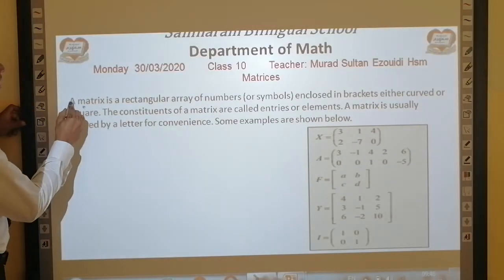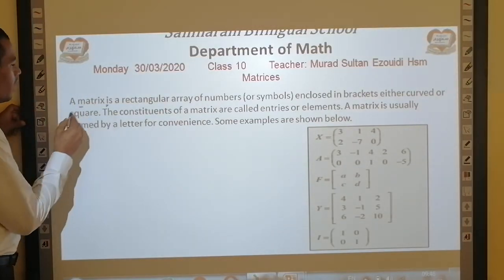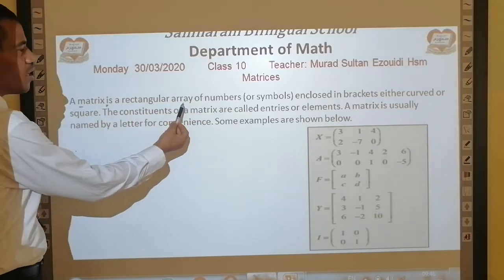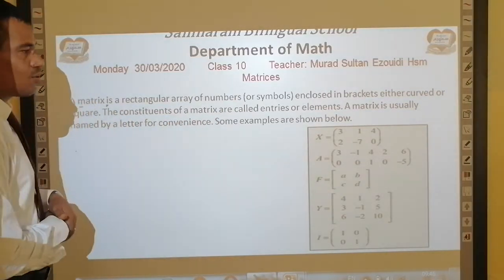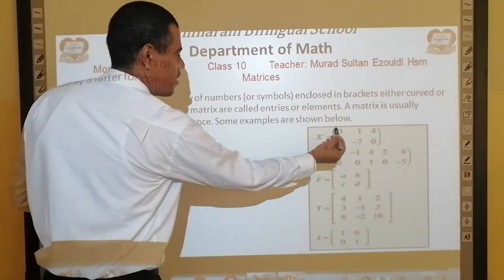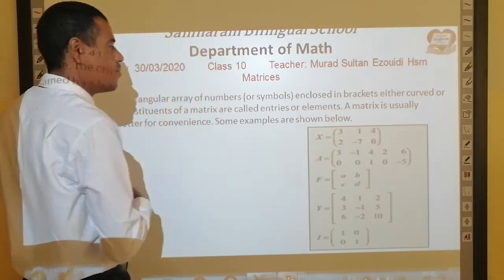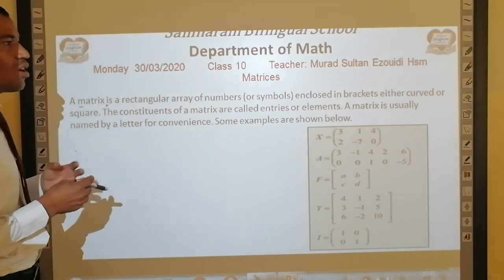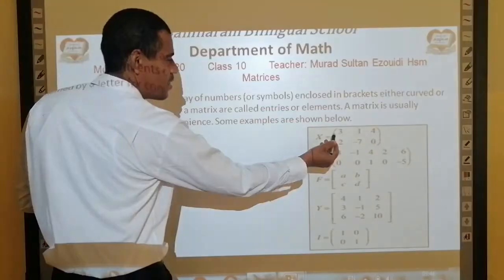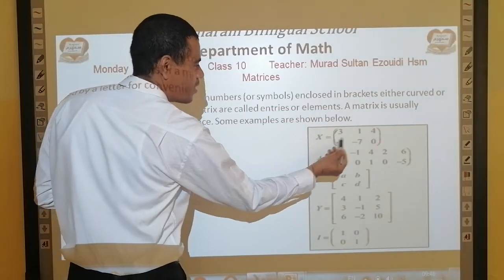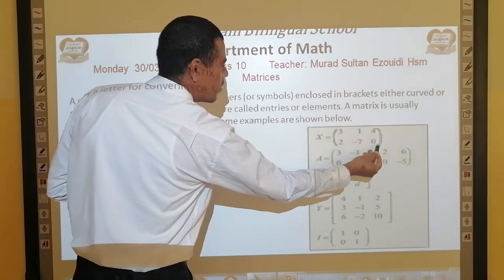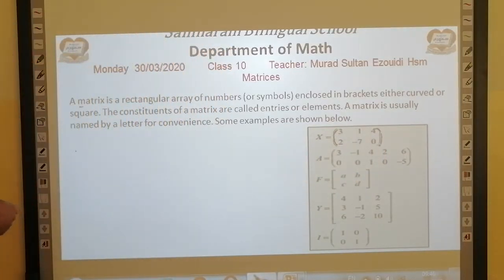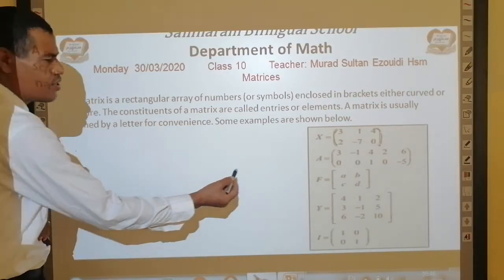A matrix, my kids, is what? It is a rectangular array of numbers or symbols, like that, enclosed in brackets. This is the brackets. Okay, the brackets can be either curved or square. For example, this is what?